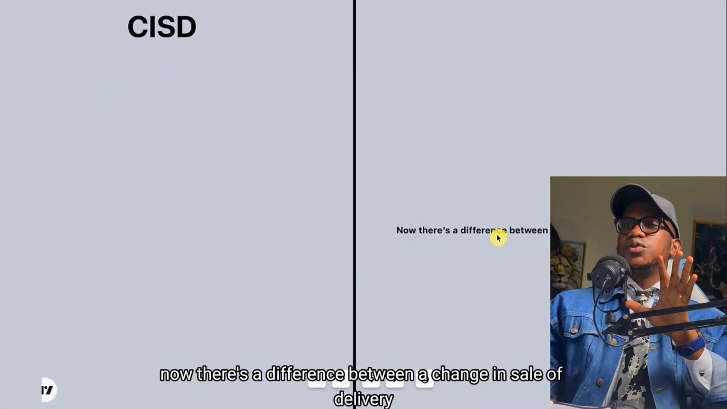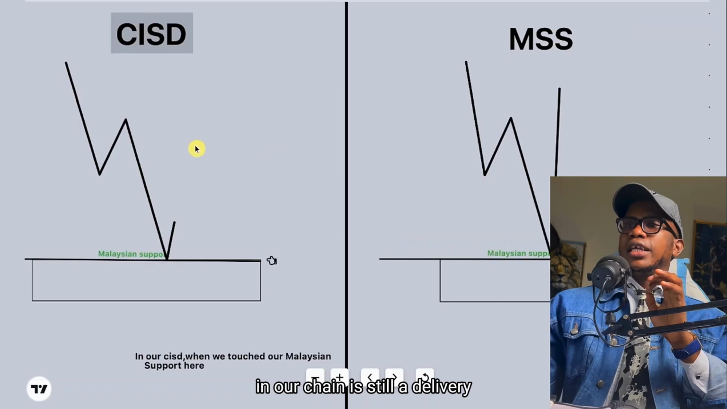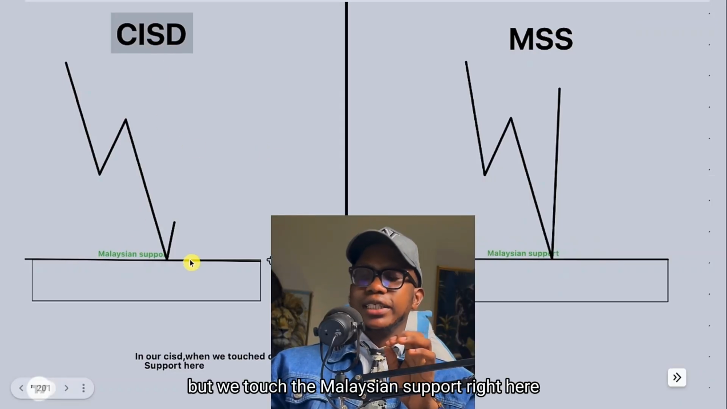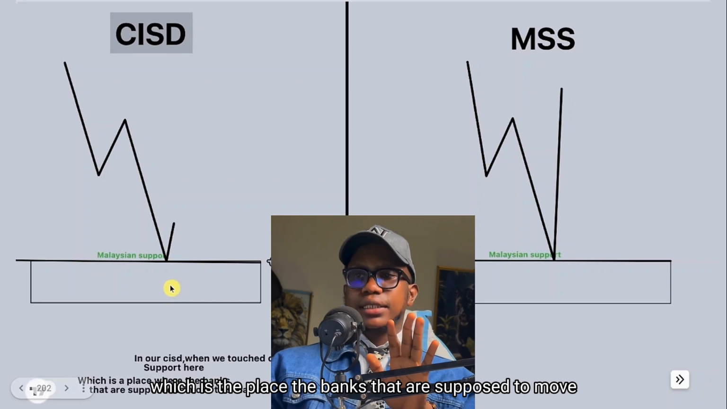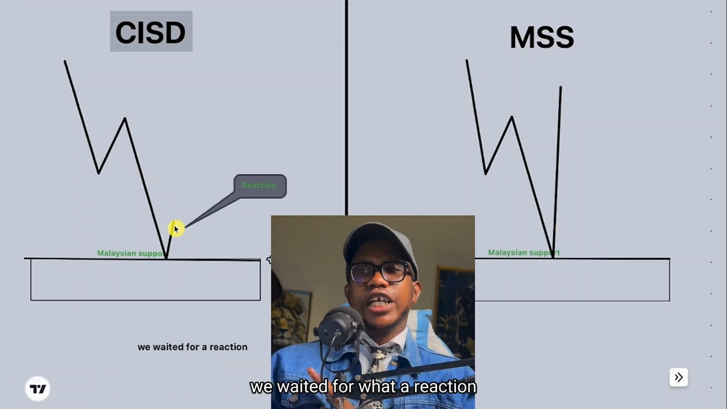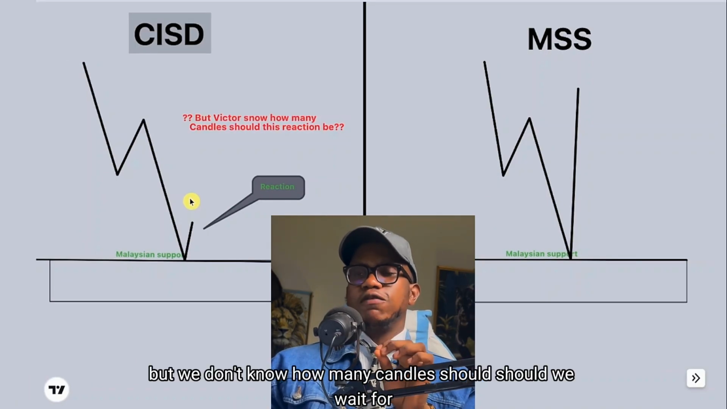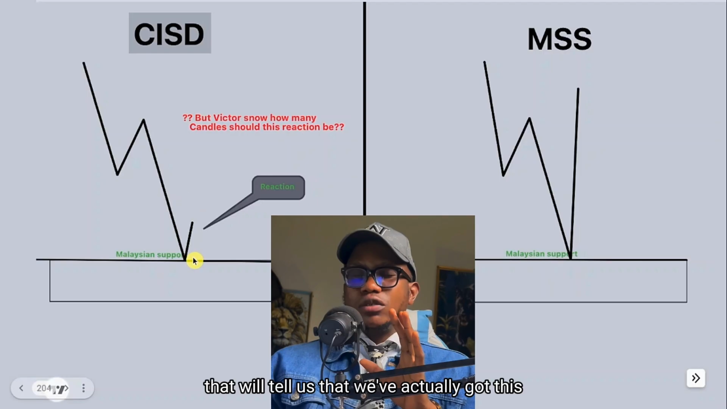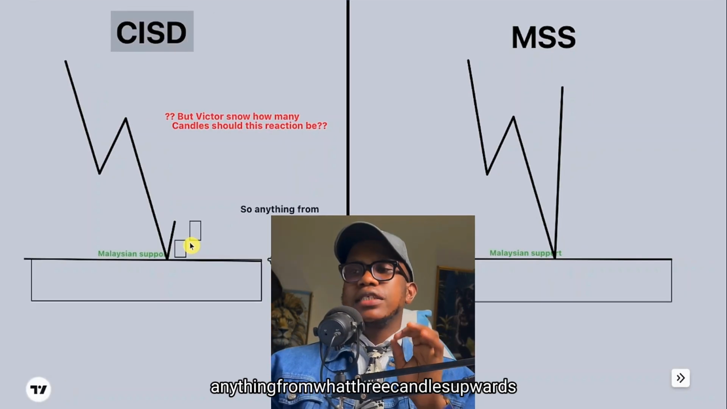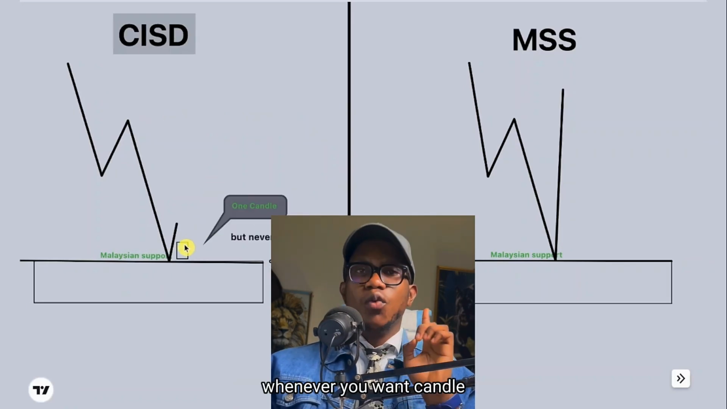Now there is a difference between a change in state of delivery and a market structure shift. In our change in state of delivery, we touched a Malaysian support right here, which is a place the banks that are supposed to move this market come in, right? We waited for a reaction. But how many candles should we wait for that will tell us that we've actually gotten this reaction? Anything from 3 candles upwards, but never 1 candle.